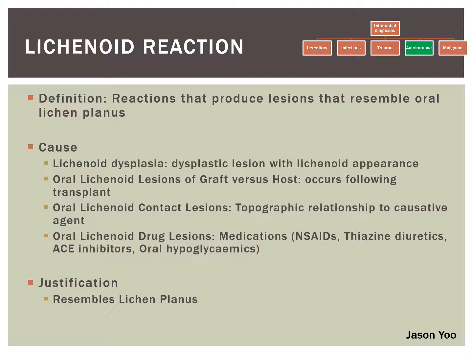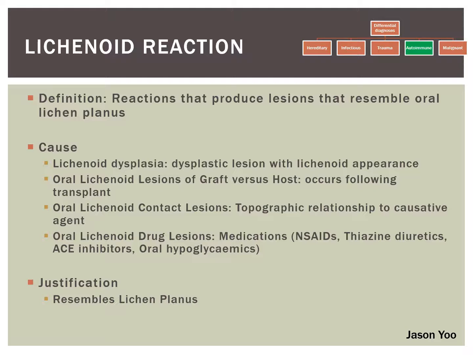Lichenoid reactions produce lesions that resemble oral lichen planus. One of its subtypes is lichenoid dysplasia, which is a dysplastic lesion with lichenoid appearance clinically. Another subtype is oral lichenoid lesions of graft versus host, which occurs following a transplant. Lastly, the two most common types are oral lichenoid contact lesions, where there is a topographic relationship to a causative agent, and oral lichenoid drug lesions, which are induced by certain medications.